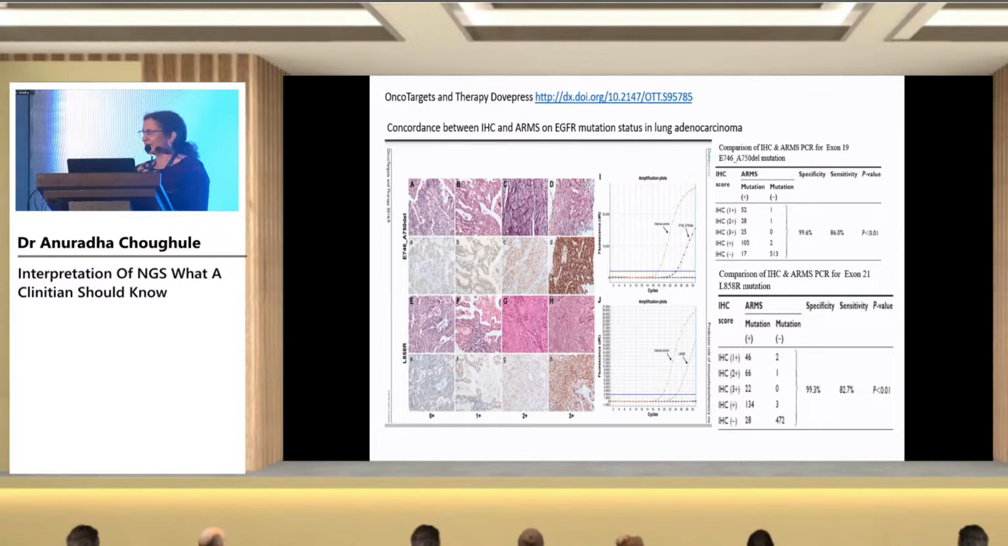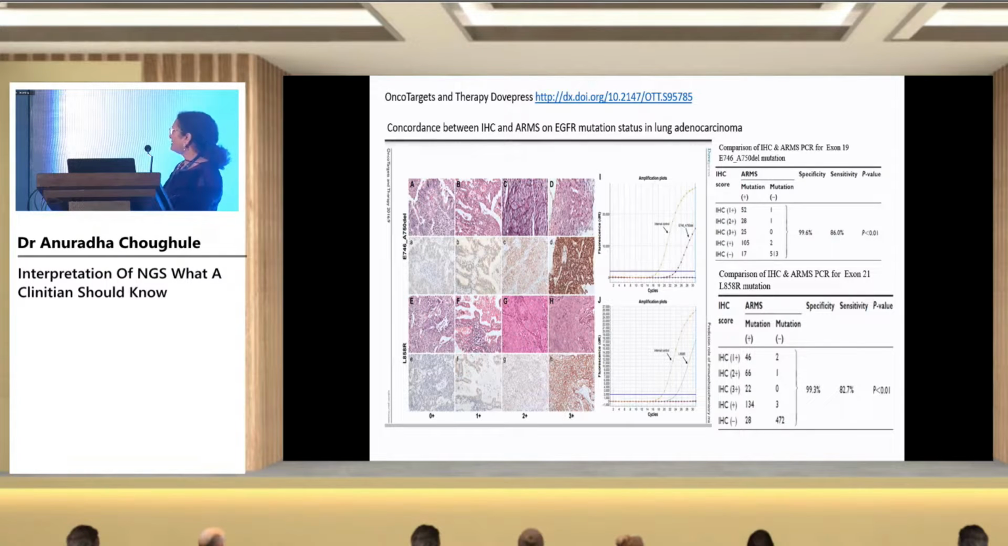So here you can see that they have compared IHC versus ARMS PCR, where, when IHC was negative, still for the exon 19 deletions between E746 and A750 deletions, there were 17% positive. So ARMS PCR stands out with a p-value of less than 0.01.